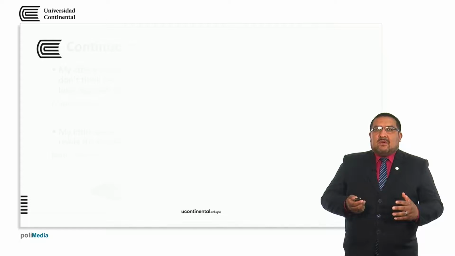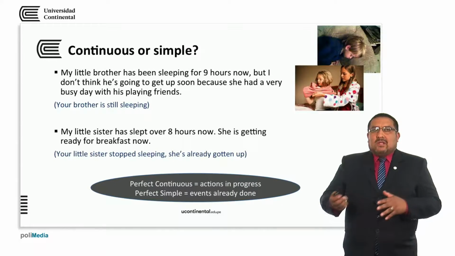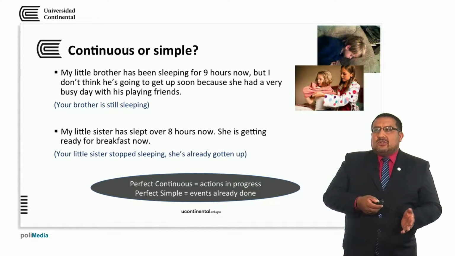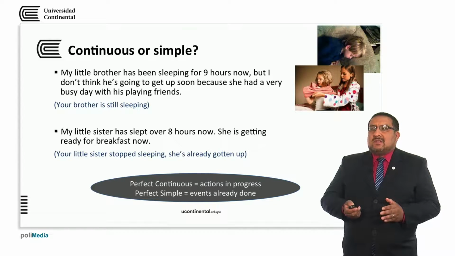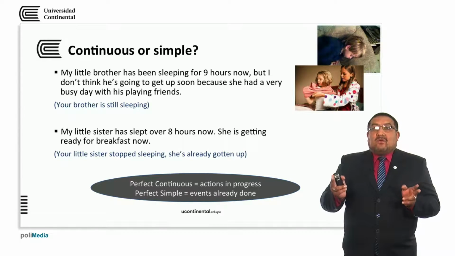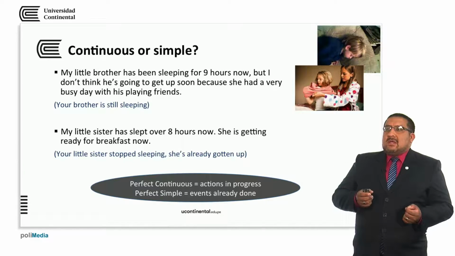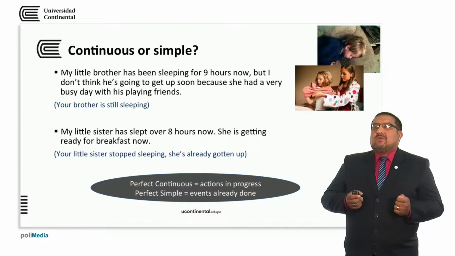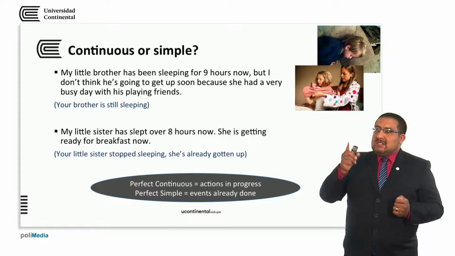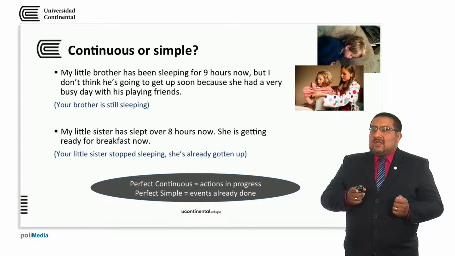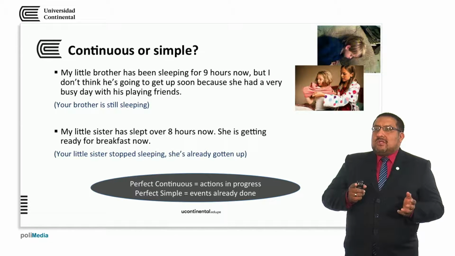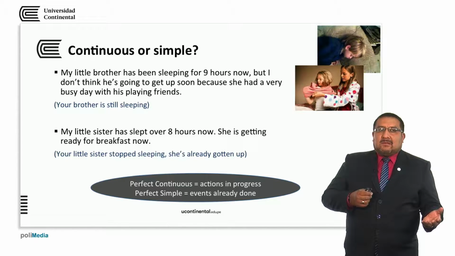So let's emphasize this. What can we use? Continuous or simple? In the case of the present perfect, there are two different focuses. In the case of the present perfect continuous, you have this example. My little brother has been sleeping for 9 hours now. You see the first picture? Your little brother is sleeping, but he's still sleeping. And you say, but I don't think he's going to get up soon because he had a very busy day with his playing friends. So your brother is still sleeping.